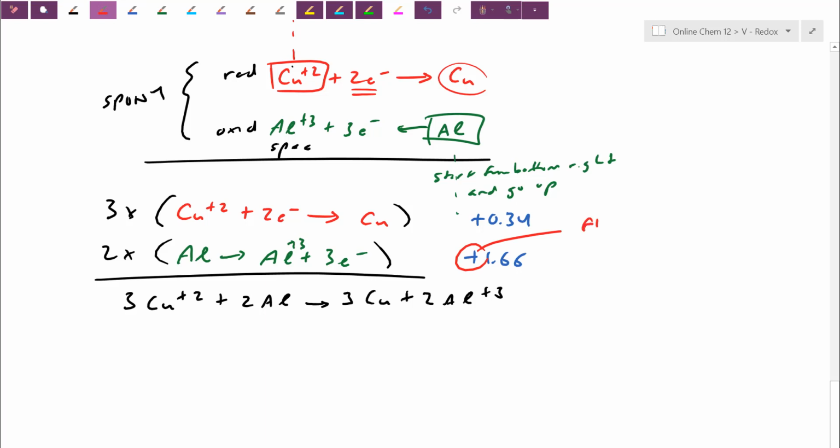So we flip the sign when the reaction is reversed. All the values on the table were written for reduction, going left to right. Now for aluminum, I'm rewriting it right to left. And instead of losing 1.66, I actually gain 1.66. Now this part here is a little bit strange. I'm scaling it up. I'm doing this equation 3 times, doing this equation twice. Long story short here, you do not scale up these voltages.